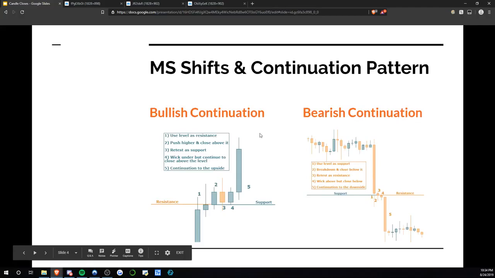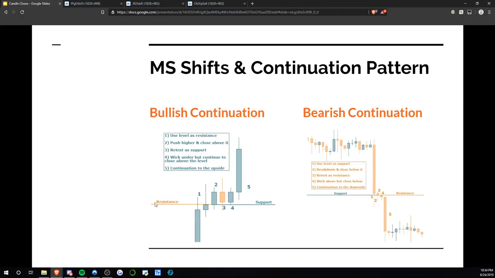So this is also at SR, and how I deal with closes here. This is going over market structure shifts and continuation patterns. For bullish continuation, here's the first example. As you can see, we have a resistance level, which I got from a high over here.